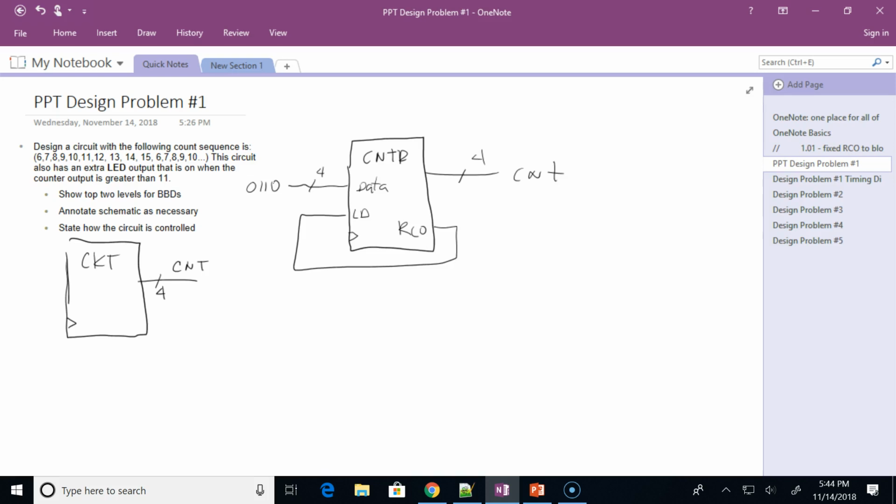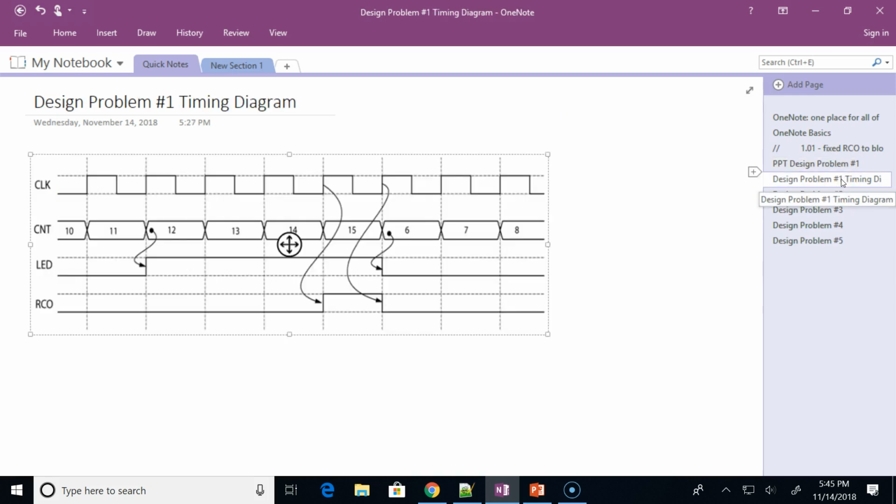So once again, I think I'm going to call this done, and I don't know what else to say to it, but I know there's a timing diagram floating around with this thing. I'm going to go to that next. Okay, so this is the associated timing diagram.